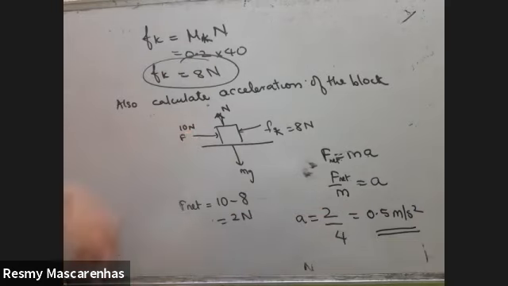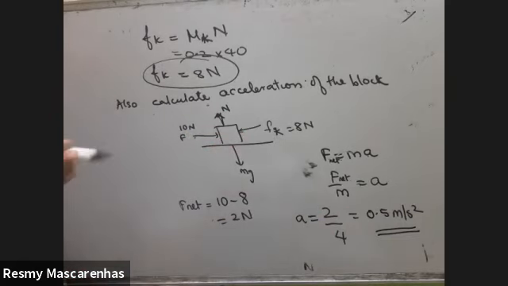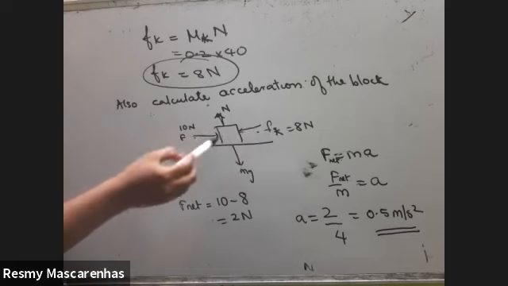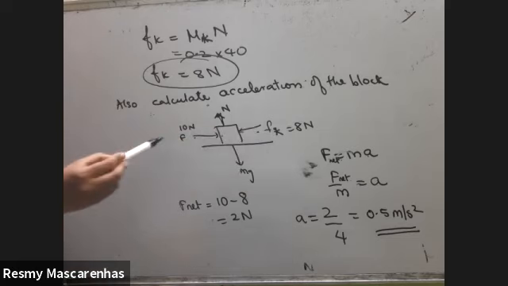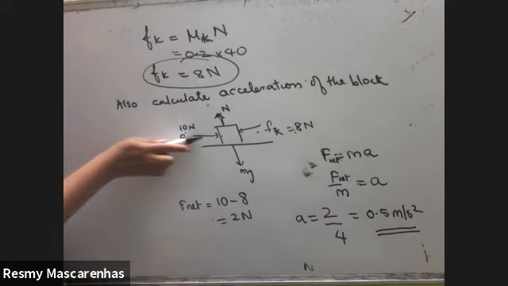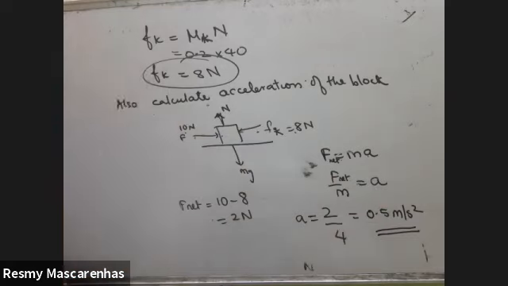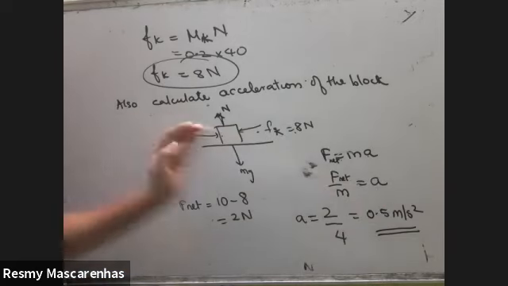Why? Imagine this applied force was smaller than this, obviously friction would stop the block. But now what is happening? Your applied force is more than this, so your force is enough to push the block. That's why it is moving and that's why I got acceleration. If this was less, then the body would not be moving. It would have been negative. If you remove this force, then this would have been negative.